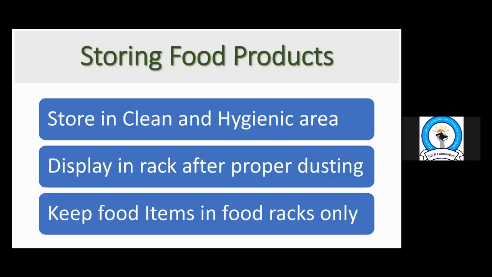Now how we need to store. Store in a clean and hygienic area. So your storehouse, whether it is a warehouse, a godown or a small store, wherever you are keeping your food items, make sure it is clean and hygienic. Hygienic means what? There is no pest, no dampness, no dirt, no condensation of water on the wall. All hygienic conditions have to be maintained, and display food item on rack after proper dusting.